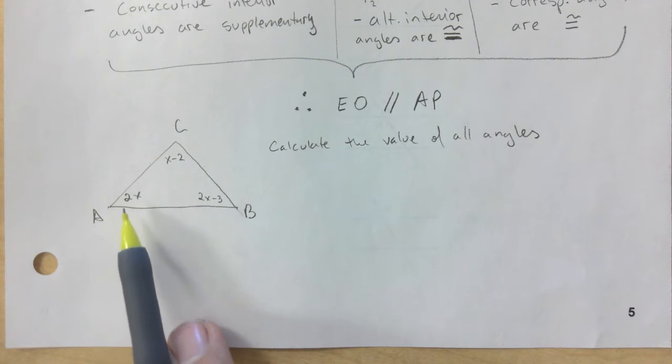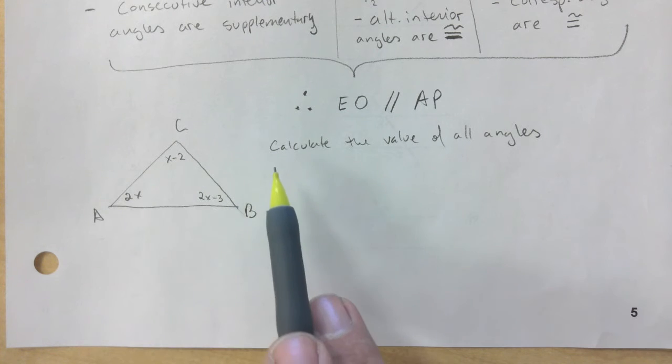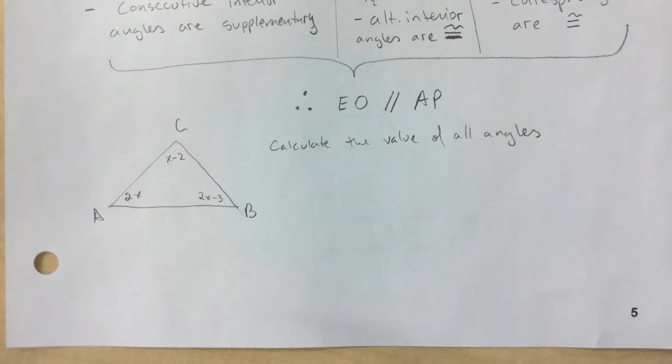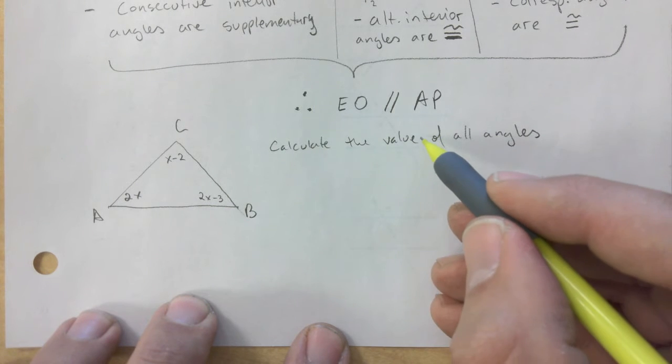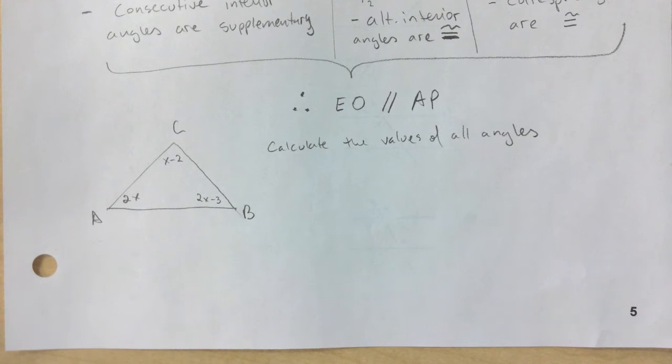Copy this diagram. So you have 2x, x minus 2, 2x minus 3. So it's triangle ABC, and they want you to calculate the values of all angles. And then I'm going to ask you to dig through your pile of handouts. And we're going to go through some of those examples there.